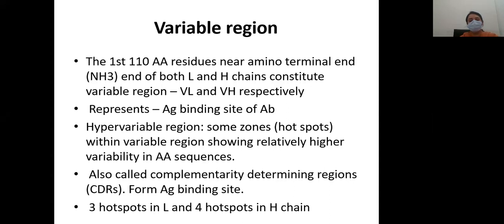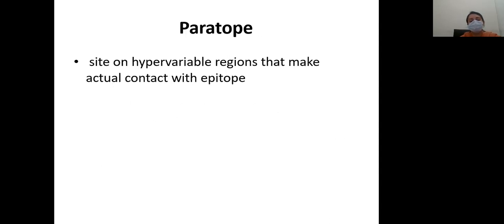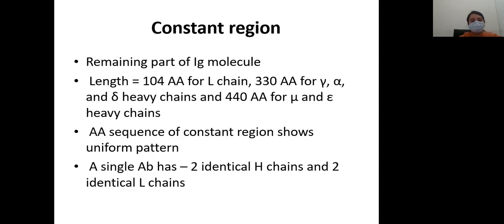Hypervariable regions are zones, like hotspots, within variable regions showing relatively higher variability in amino acid sequences. They are also called complementarity determining regions. They form the antigen binding site, with 3 hotspots in L and 4 hotspots in H. You should also know what the paratope is. The paratope is a site on the hypervariable regions that makes actual contact with the epitope.